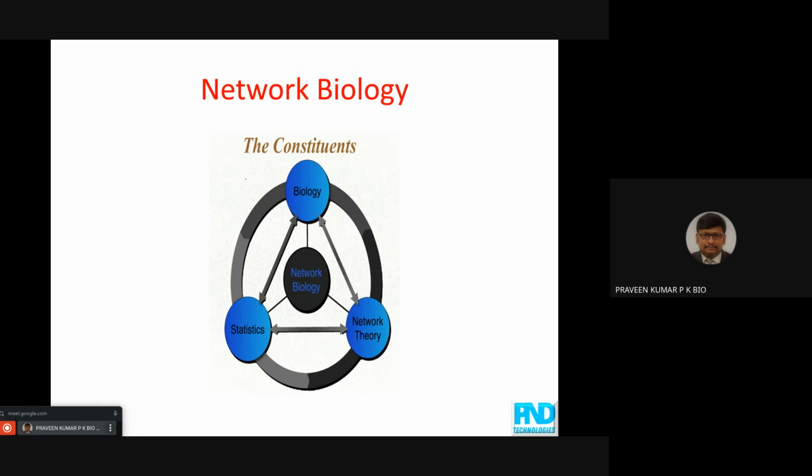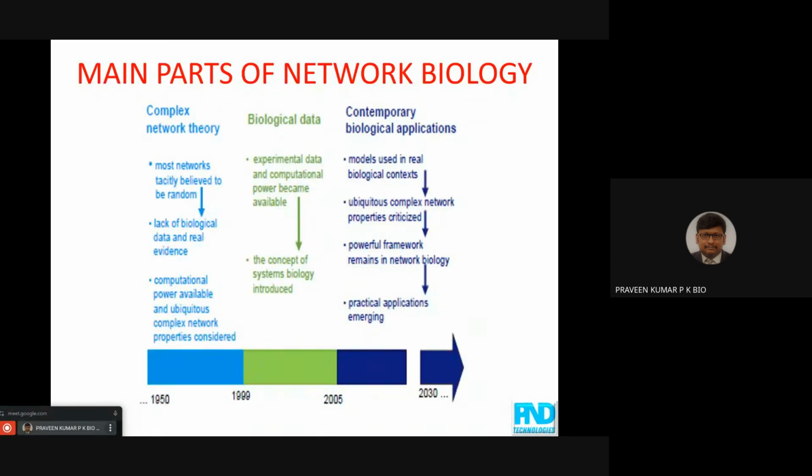Now let me go ahead with this topic called network biology. Network biology is a combination of biology, network theory, and statistics. Of course, network biology is also a part of systems biology. Main parts of network biology: before that, I will give you an outline.